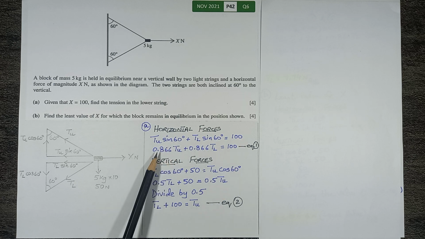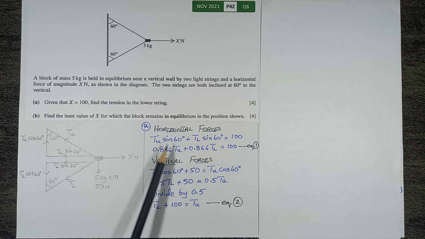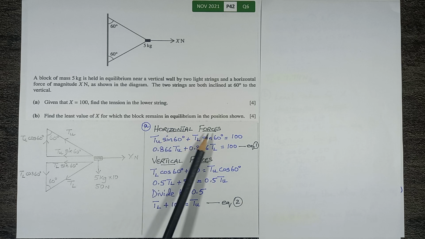Writing the value of sine 60 as 0.866, we have 0.866 Tu plus 0.866 TL equal to 100. This is our equation 1 based on horizontal forces.